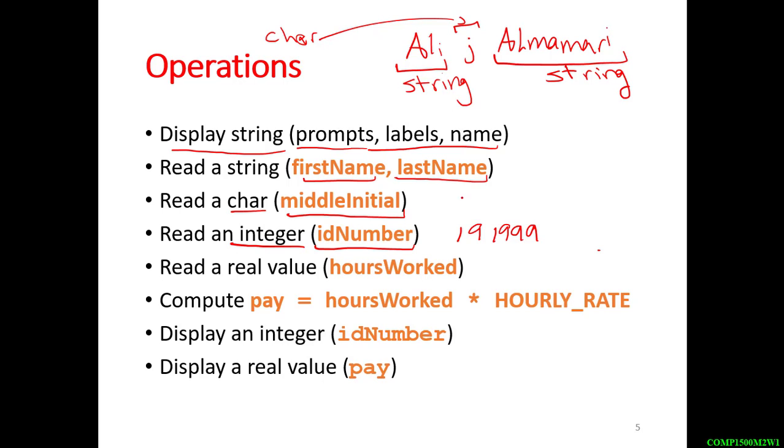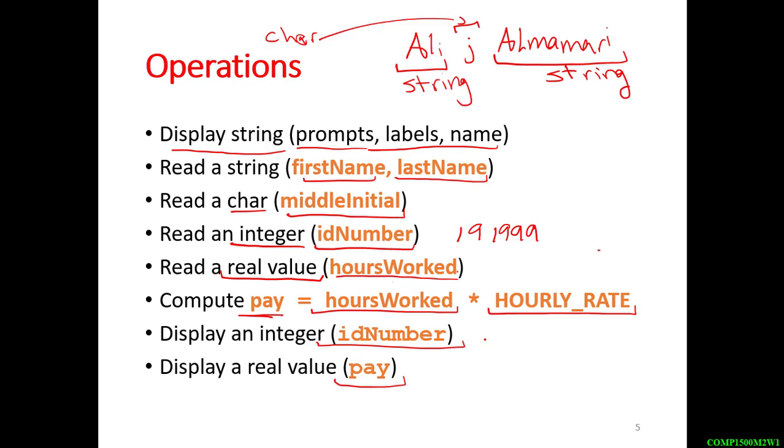Then we go for a real value, which is the hours worked. How many hours did the worker work? This is considered a real value because he may have worked, let's say, 2 hours and a half, or 2 hours and a quarter, depending on how many hours he worked. Then we compute the payment, which is the hours worked multiplied by the hourly rate. Then we need to display the ID number and display the payment at the end.